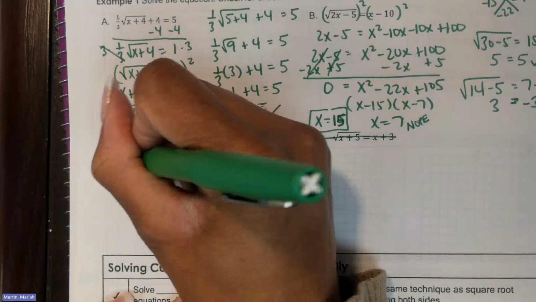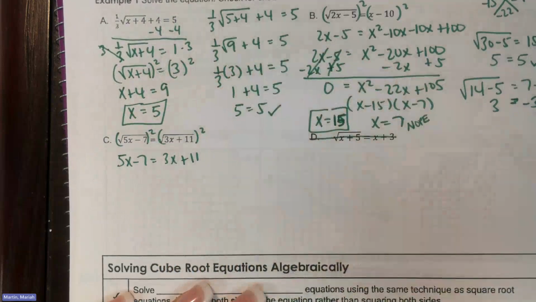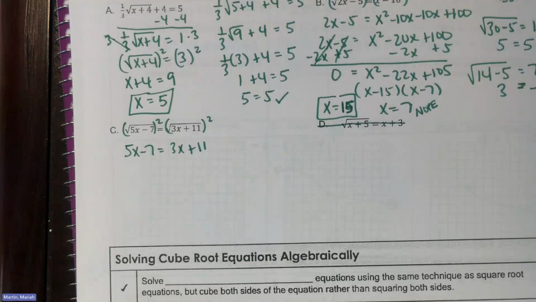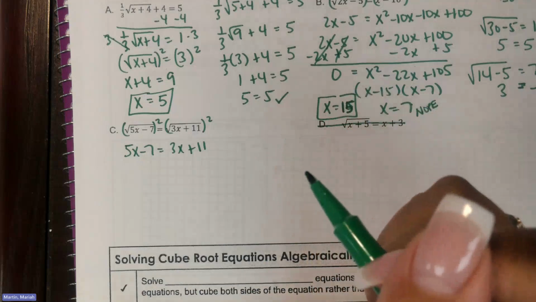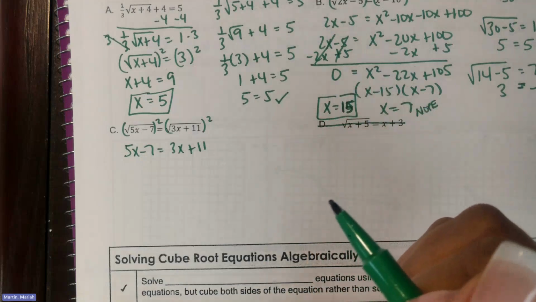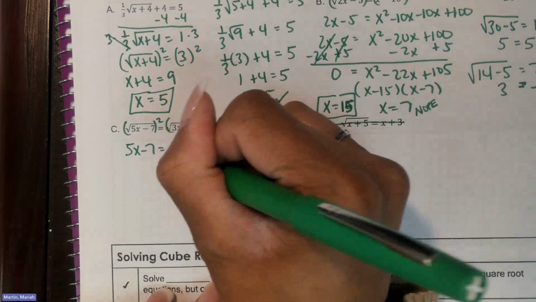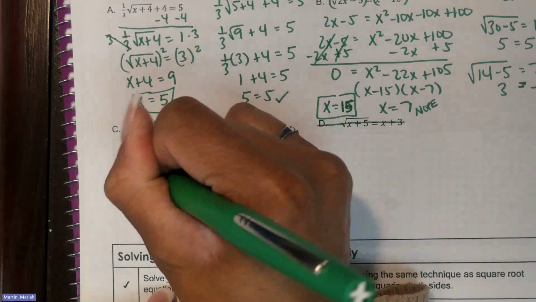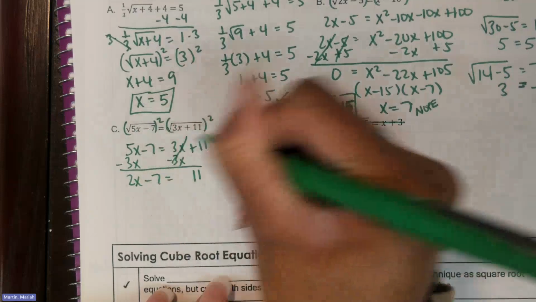So the symbols cancel out here, where I'm left with 5x minus 7 equals 3x plus 11. Now I'm back to solving 8th grade math, which is solving with variables on both sides. So I'm going to move the smallest variable, which will help me keep my answer as positive as possible. The smallest variable is 3x, so I'm going to subtract it from the other side. So now I have 2x minus 7 equals 11.